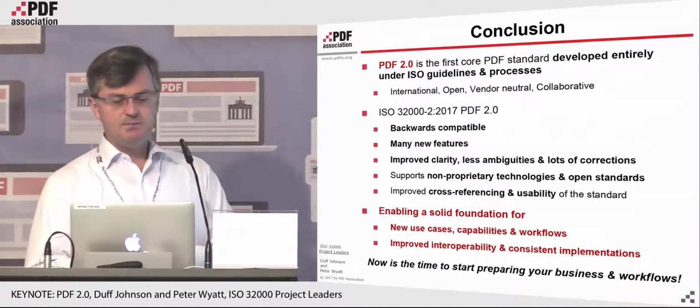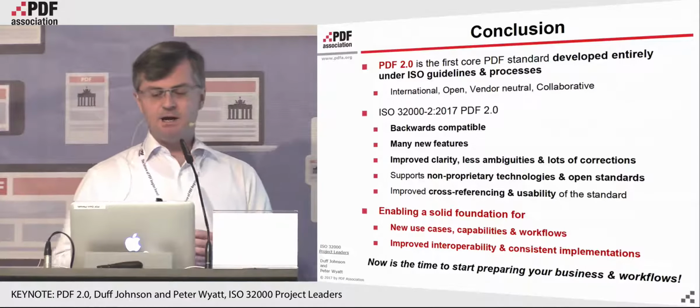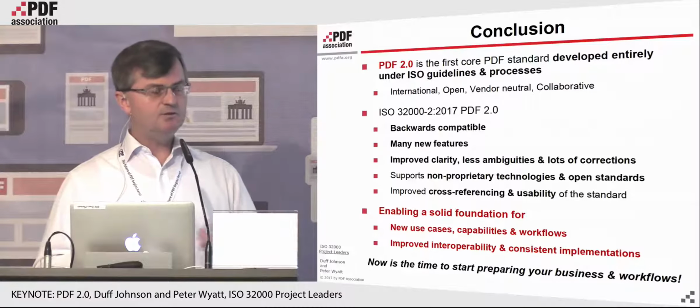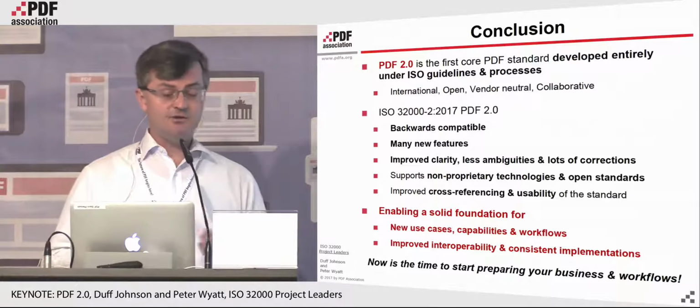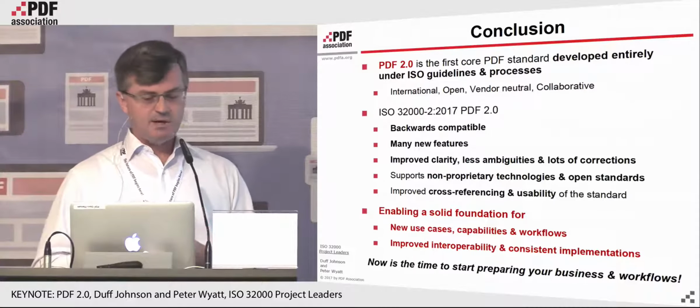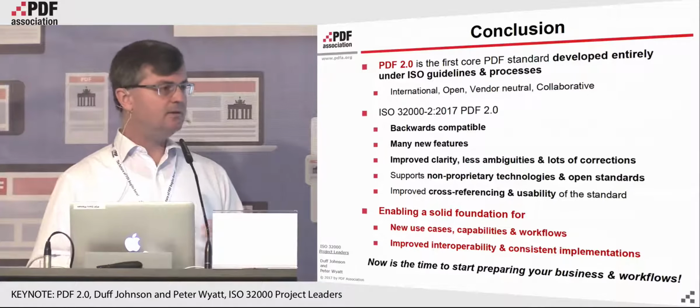So in conclusion, PDF 2 was the first core PDF standard developed entirely under ISO guidelines and processes. So I described the process earlier. You probably appreciate it. It's not exactly agile. But it is the ISO process. It is consensus-based. It's international, it's open, it's vendor-neutral, and it's collaborative.